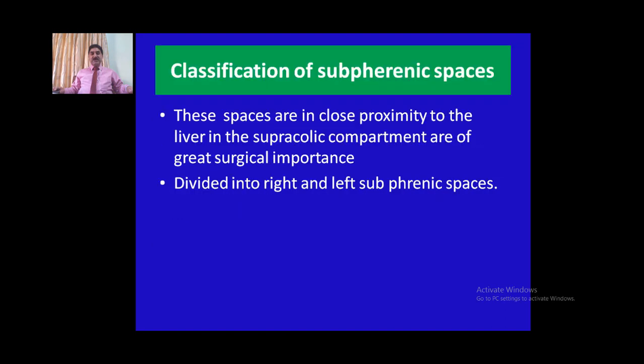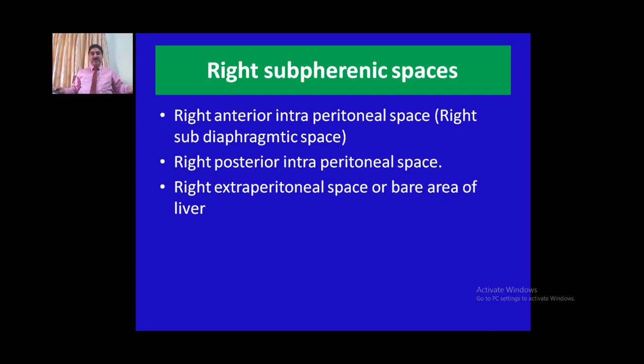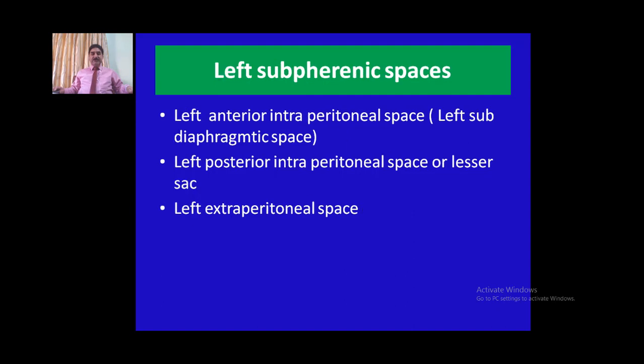Classification of the subphrenic spaces: these spaces are in close proximity to the liver in the supracolic compartment and are of great surgical importance. They are divided into right and left subphrenic spaces. Right subphrenic spaces are further divided into right anterior intraperitoneal space, also called right subdiaphragmatic space, right posterior intraperitoneal space, also called hepatorenal pouch of Morrison, and right extraperitoneal space or bare area of liver.